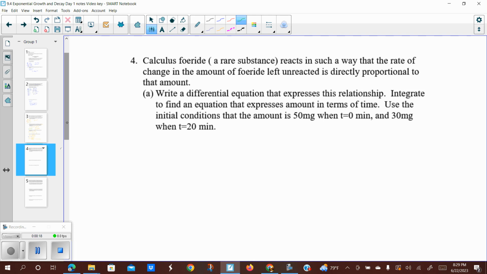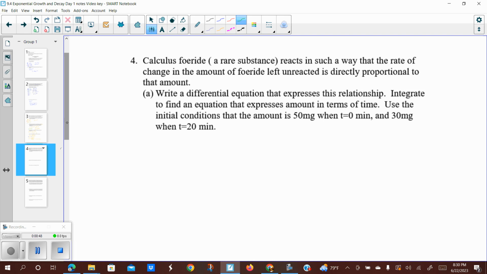All right, so number 4, calculus fluoride, a rare substance, reacts in such a way that the rate of change in the amount of fluoride left unreacted is directly proportional to that amount. You may ask yourself, is calculus fluoride a real thing? Yes, it is a real made-up substance. It is rare. So it should start off the same way that we've done everything else.